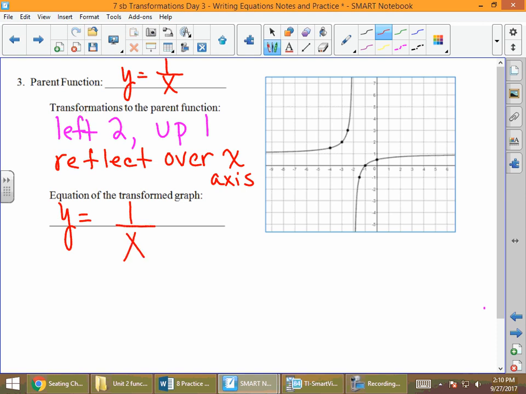But once we identify the transformations, then writing the equation, I hope, isn't too much trouble. There's our parent function. The reflect over the x-axis is going to mean that we're going to have a negative in front of the function. The left 2 is going to be associated there with the x. We oftentimes write parentheses with it, but it goes in the denominator, and you don't really need the parentheses there. But it does show the inside of the function. And then lastly, we have our up 1, which is plus 1.